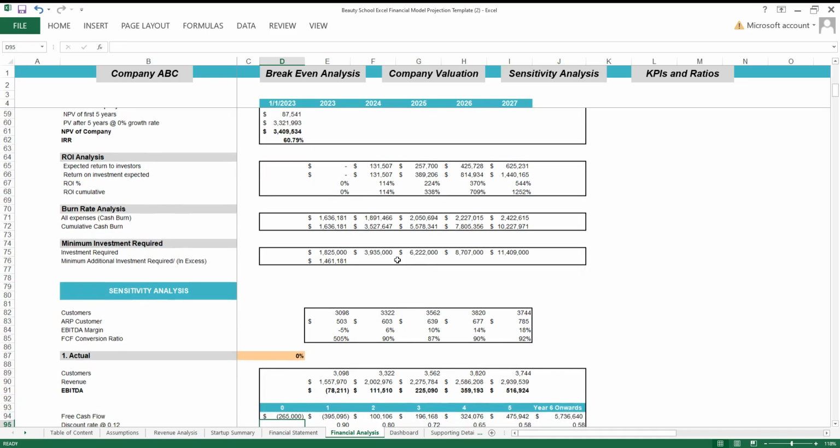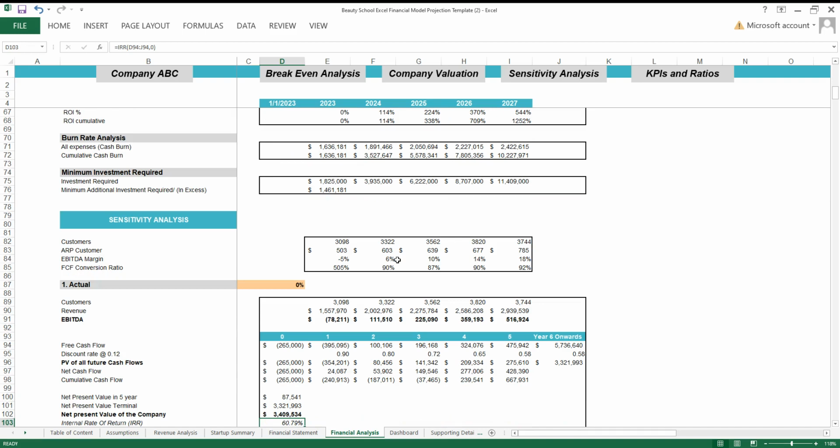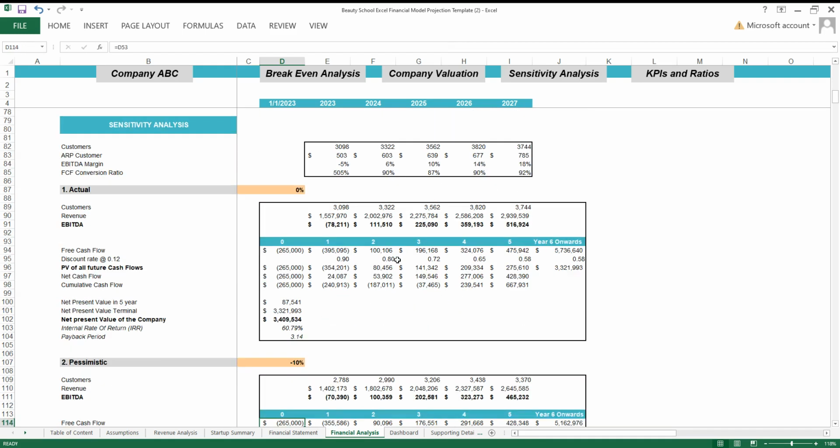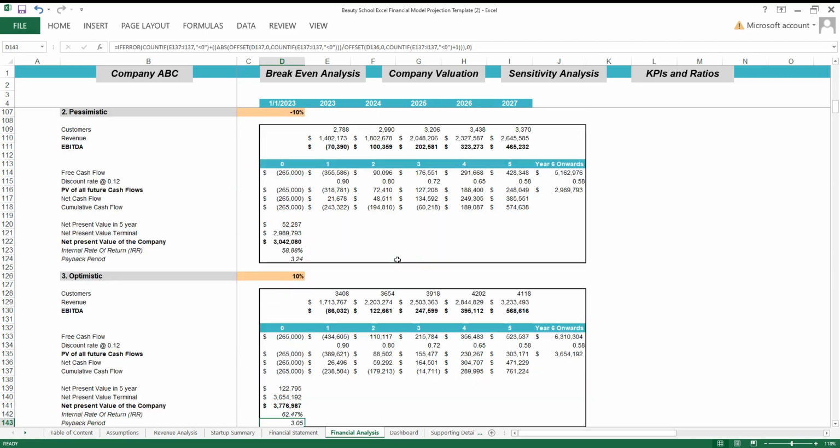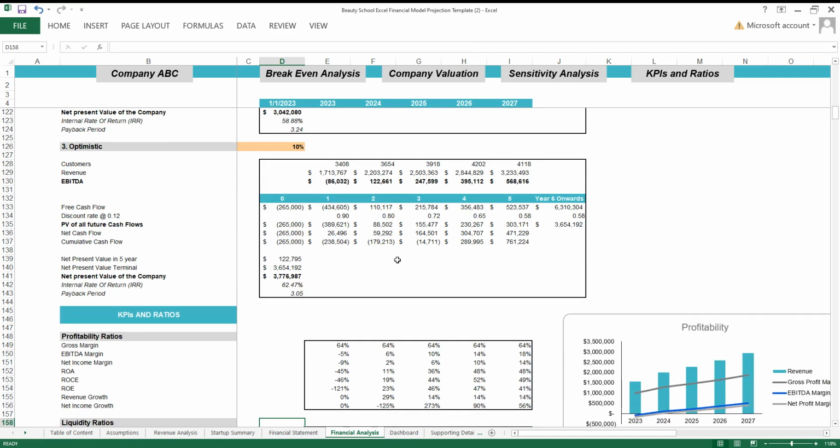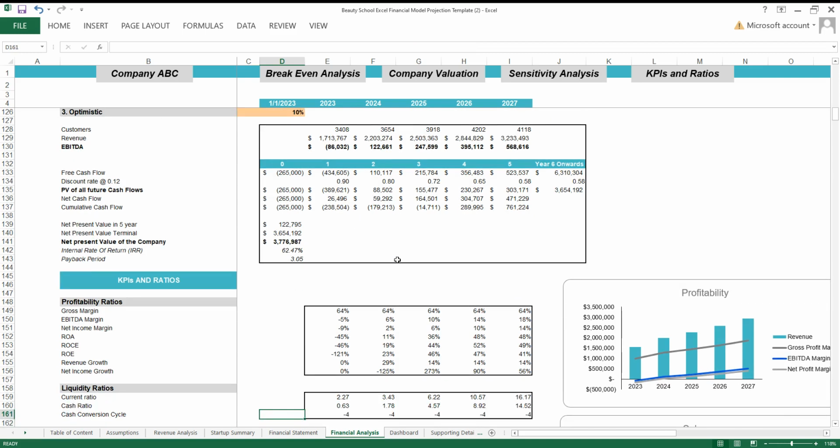Then we have taken into account sensitivity analysis with three scenarios. When we have the actual, pessimistic, and then optimistic scenarios, we can see how the NPV and IRR are changing with the inputs and with these scenarios.